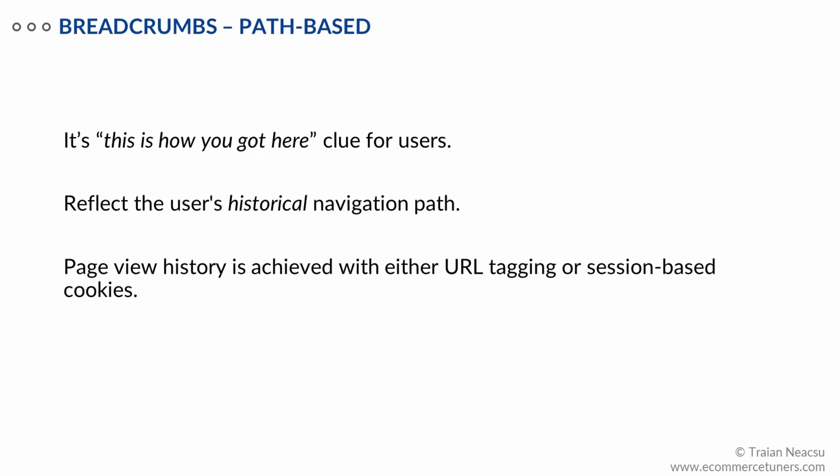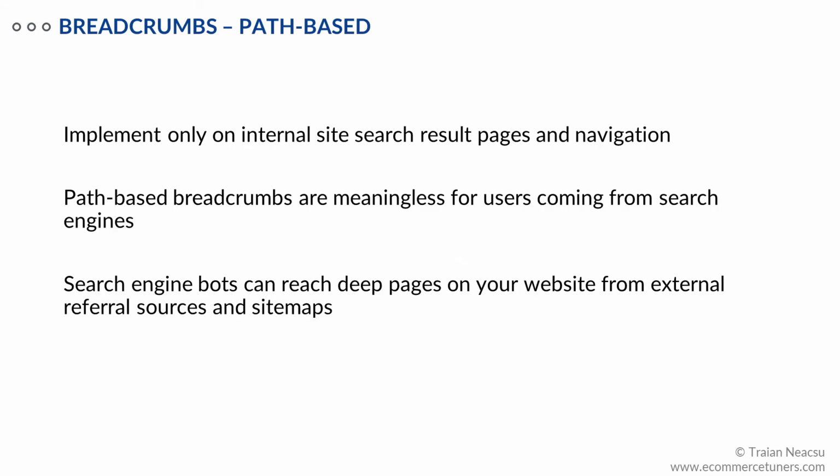The breadcrumbs will dynamically update to reflect the user's historical navigation path. Page view history is achieved with either URL tagging or session-based cookies. It's not a good idea to implement this type of breadcrumb anywhere except internal site search result pages.